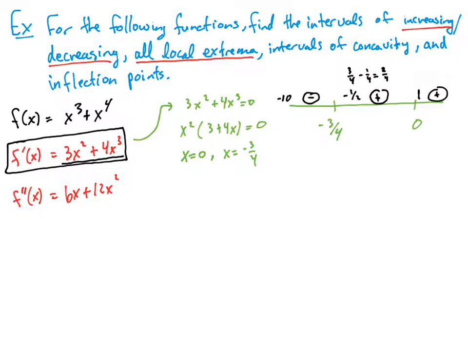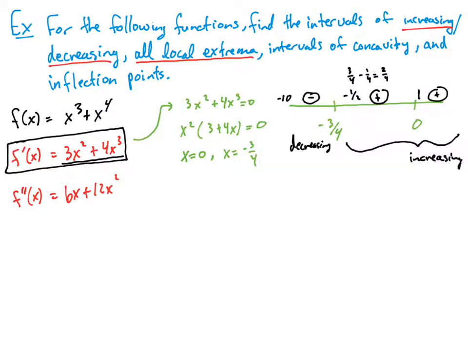Okay, so let's see what's happening here. We need to figure out where this function is increasing and decreasing. The intervals where we get negative values tell us where the function is decreasing. So we're going to be decreasing in this interval, and then in both of these intervals, we're going to be increasing.